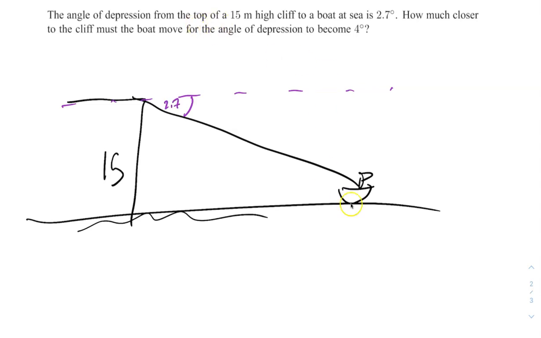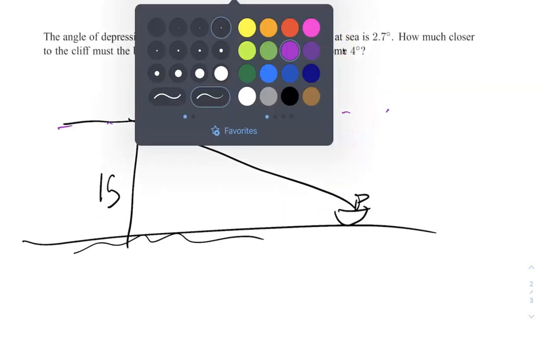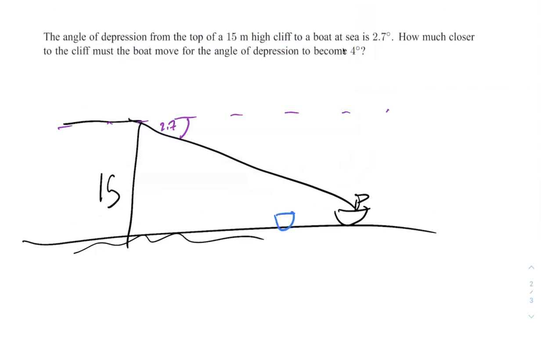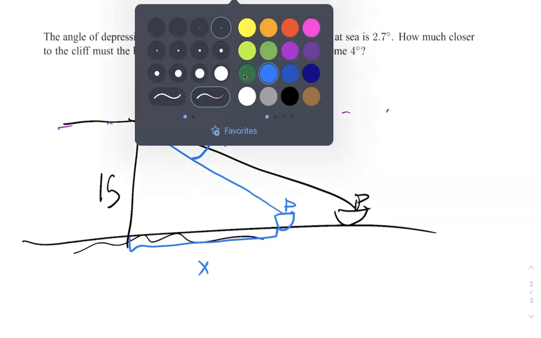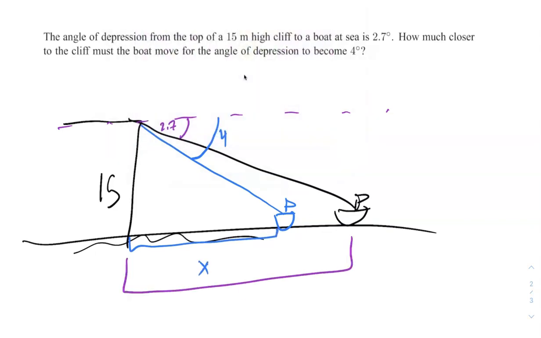Now, what happens is we want to see how much closer the boat has to move to make the angle of depression 4. So in blue, I'm going to draw the same boat over here. Draw another angle, but this one to this boat. And again, notice the angle of depression is like this guy. So I want this to be 4. So what we're going to do here is figure out what this length is, and figure out what this length is, and then subtract them to figure out how far it has to move to get to a 4-degree angle of depression. So that's the idea.